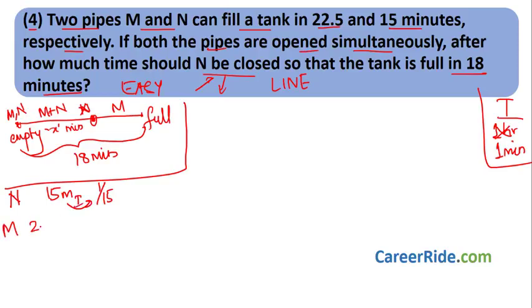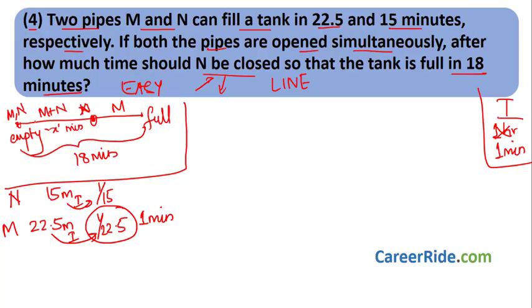M fills the entire tank in 22.5 minutes when it is on alone. So in 1 minute how much of the tank is filled by pipe M? 1 by 22.5, because we just invert. So in 1 minute pipe M fills 1 upon 22.5 amount of tank, right?